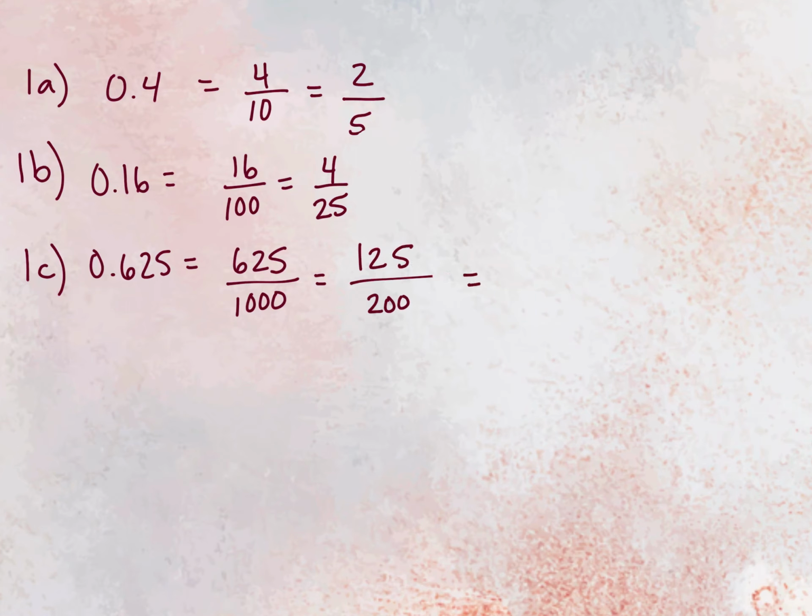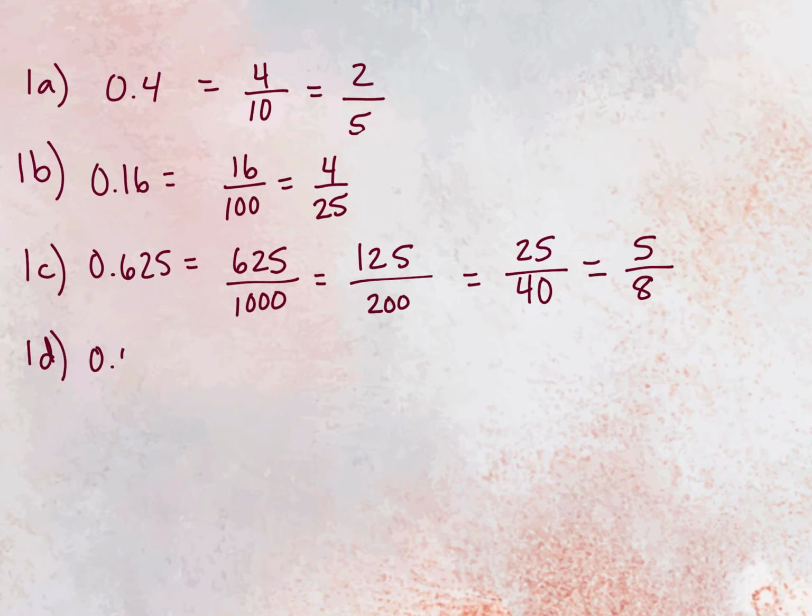We can divide by 5 again. 5 sets of 25 go in there, and 200 divided by 5 is 40. And then split that into 5. 5 times 5 makes 25, and 8 times 5 makes 40.